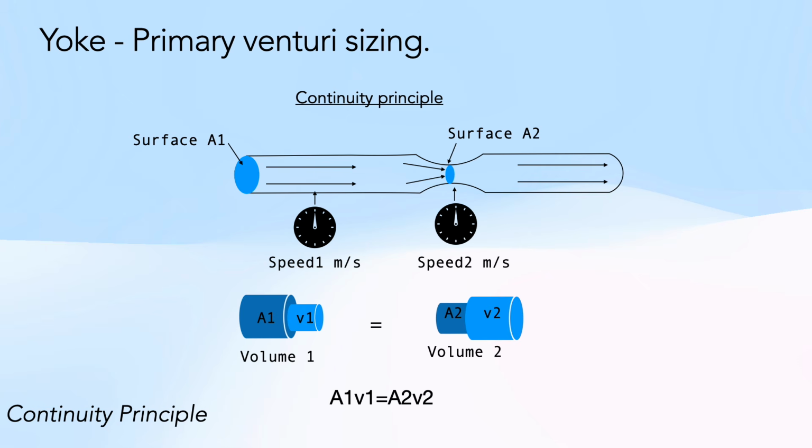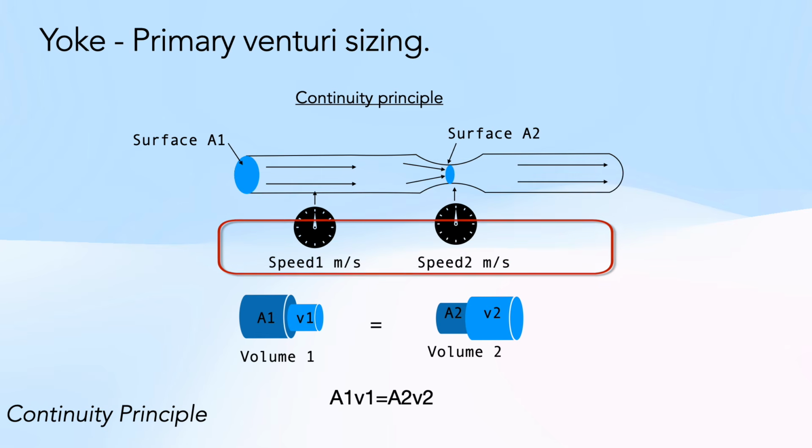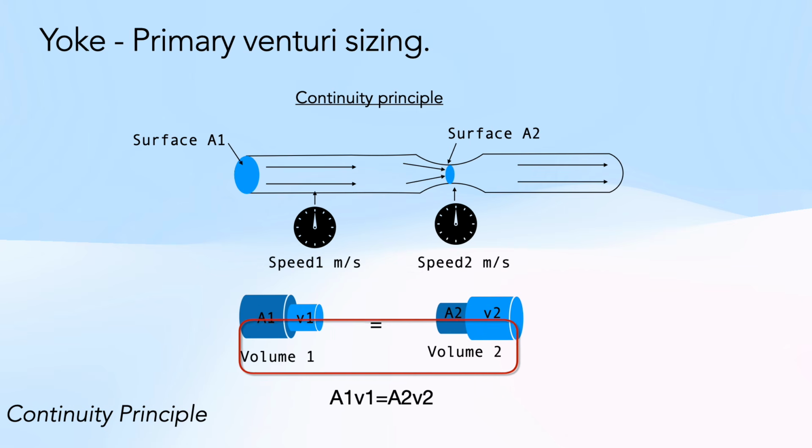So before we actually go into calculating the yoke, let's look at the continuity principle. On the screen we have a pipe, and the pipe has a surface A1 and a surface A2. Surface A2 could be our yoke, and you notice that A2 is a lot smaller than A1. Also, we have a speed V1 and we have a speed V2. Now the continuity principle says that the surface A1 multiplied by the speed V1 must be equal to the surface A2 multiplied by V2.